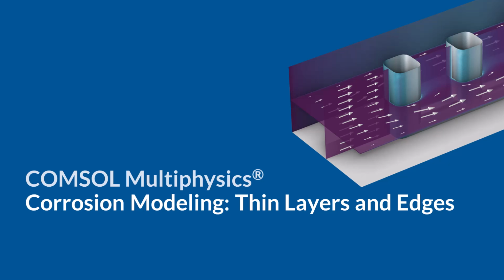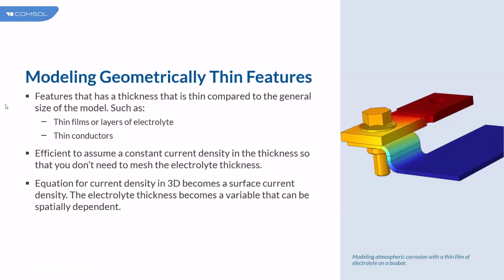In this section, we will have a look at techniques for modeling thin and slender geometries. In some cases, you might have features that have a thickness that is thin compared to the general size of the model, such as thin films or layers of electrolytes and thin conductors. In those cases, it might be efficient to assume that you have a constant current density in the thickness so that you don't need to mesh the electrolyte thickness. And thus the equation for the current density in 3D becomes a surface current density, and the electrolyte thickness becomes a variable that can be spatially dependent.